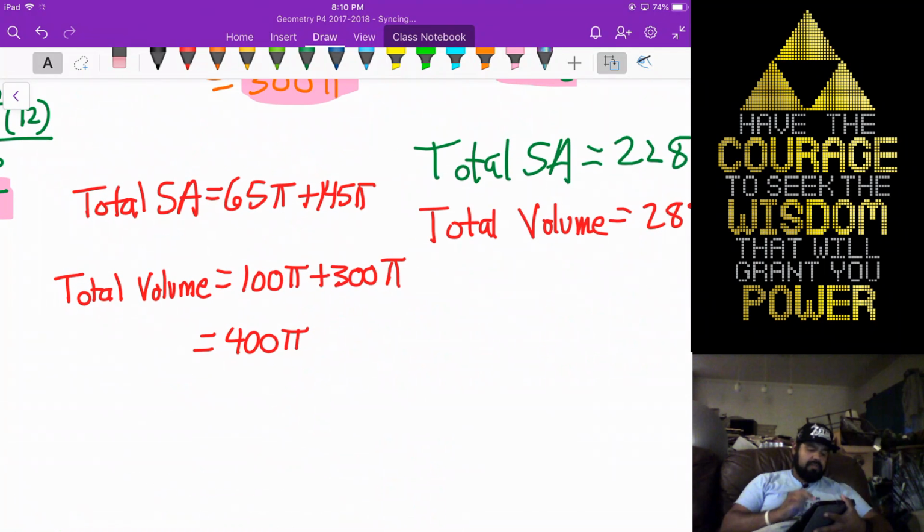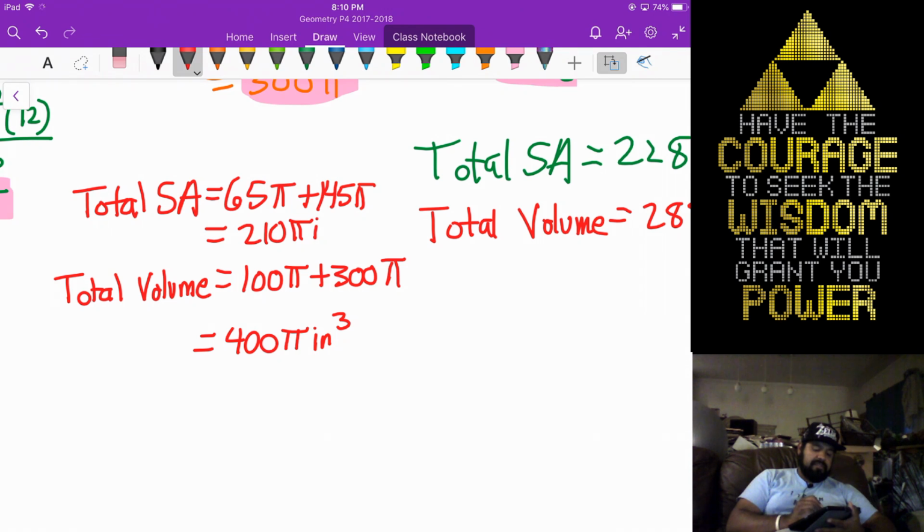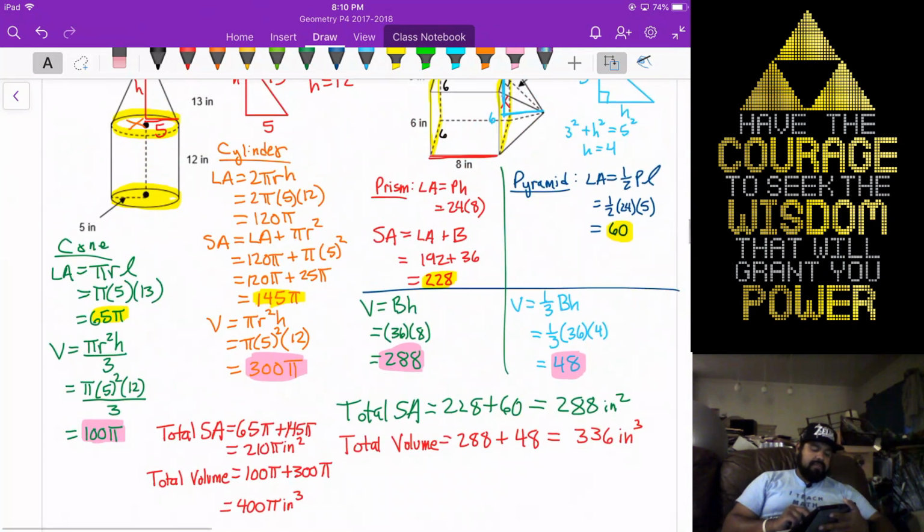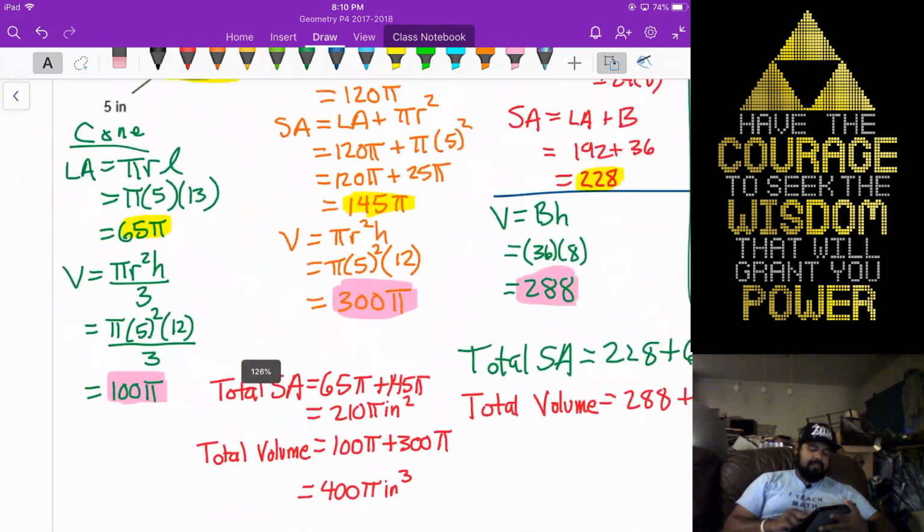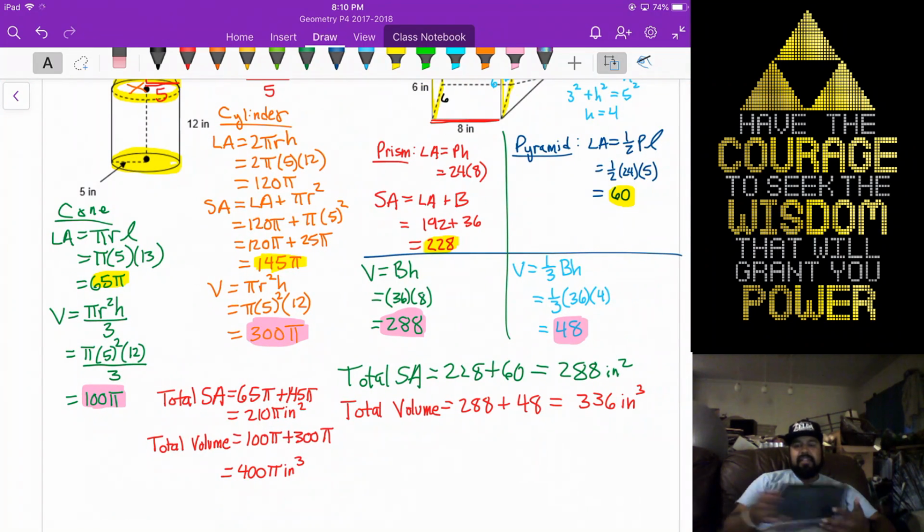Inches. So volume is inches cubed. Surface area is going to be 210 pi inches squared. Okay. So there we go. That was 9A in all of its majestic and infinite glory.